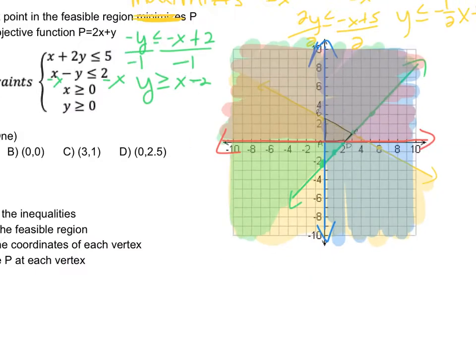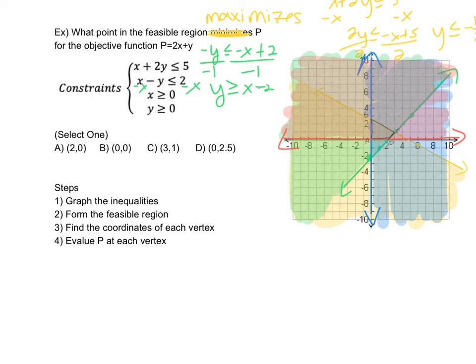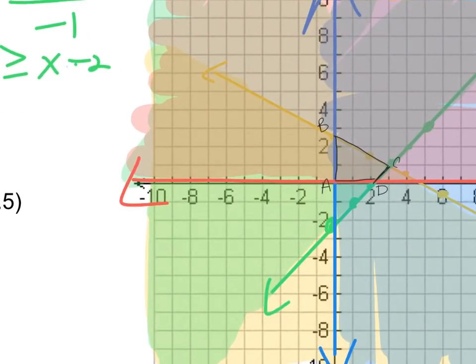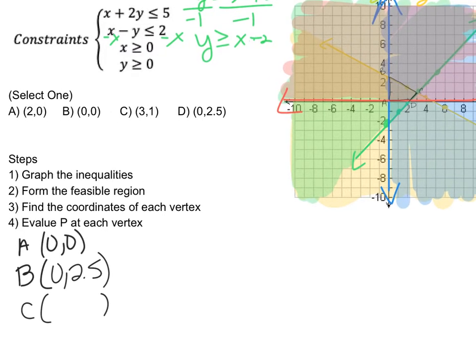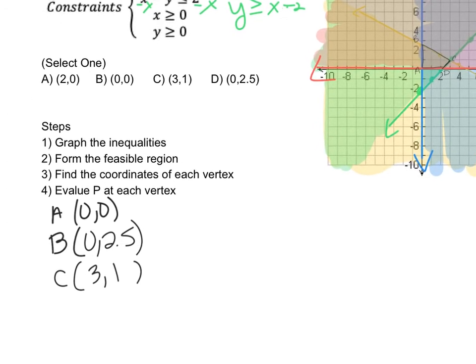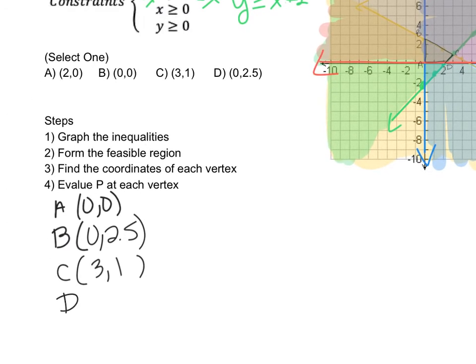So let's list these down here. So point A is at (0, 0). B looks like, ooh, that's at 2.5. So (0, 2.5). C would be at (3, 1). And D would be at (2, 0). Okay, so we found the coordinates of each vertex.